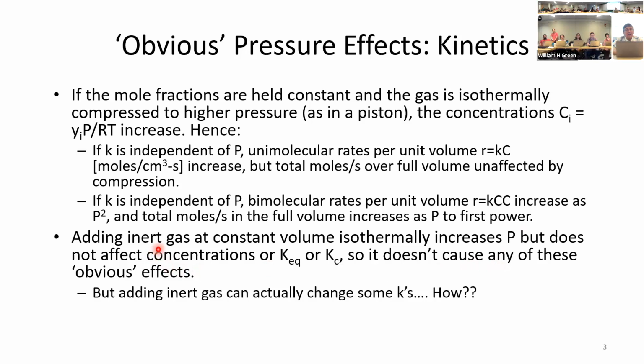Now, adding inert gas at constant volume isothermally increases the pressure, but does not affect the concentrations, doesn't affect the ks, so it shouldn't cause any effect. So if I just have a bulb of gas, it's doing its own thing. I squirt a little bit of argon in there. It should not do anything. But actually, it does. And that's the thing I want to talk about now.